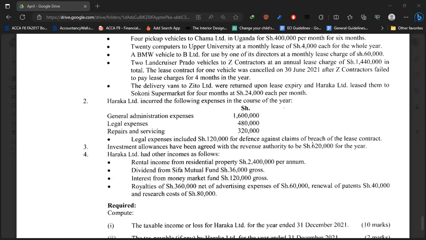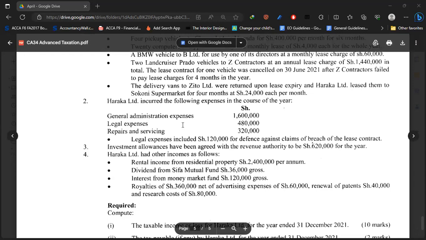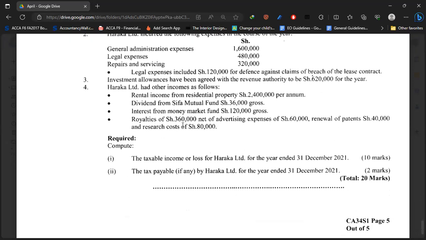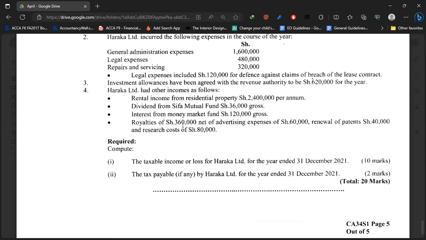2. Haraka Limited incurred the following expenses in the course of the year: general administration expenses 1,600,000, legal expenses 480,000, repairs and servicing 320,000. Legal expenses included 120,000 shillings for defense against claims of breach of the lease contract. 3. Investment allowances have been agreed with the Revenue Authority to be 620,000 shillings for the year.